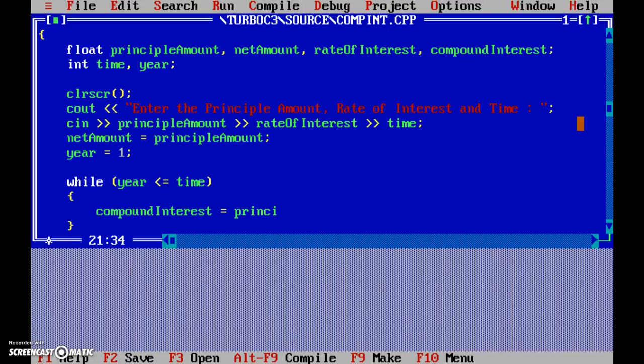principal amount into rate of interest into time, and time is 1 in this case, so we can actually ignore that and divide it by 100.